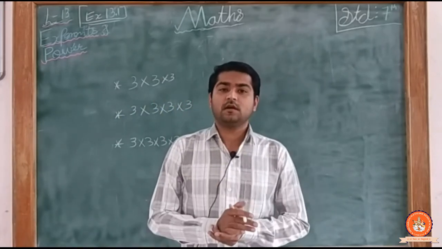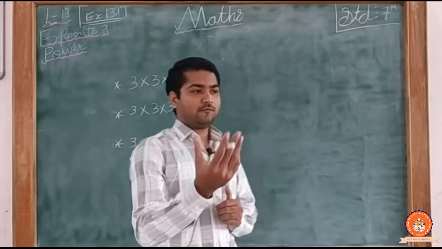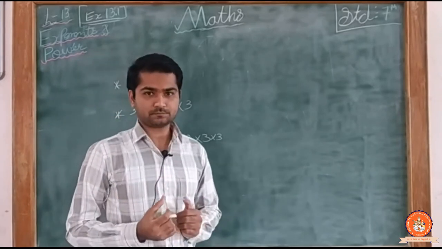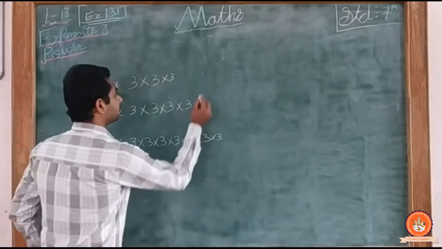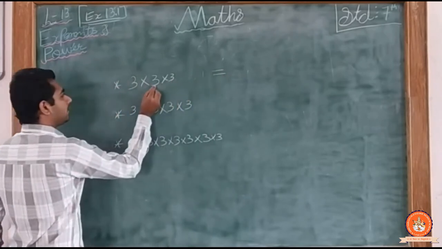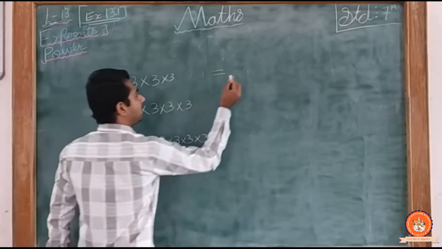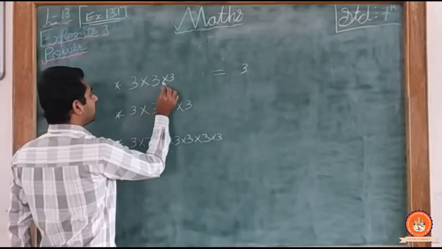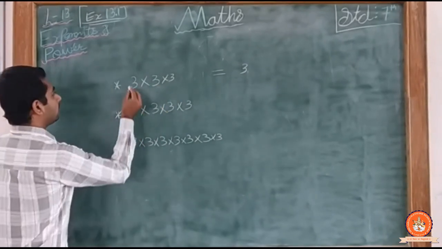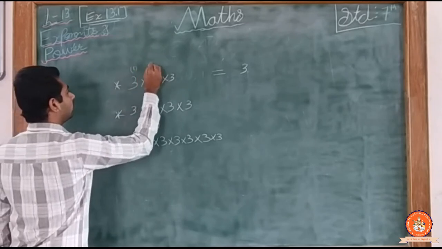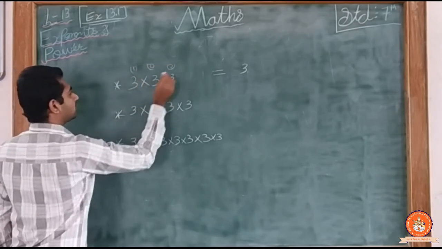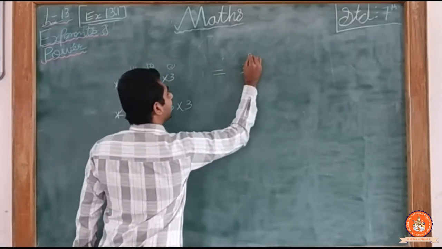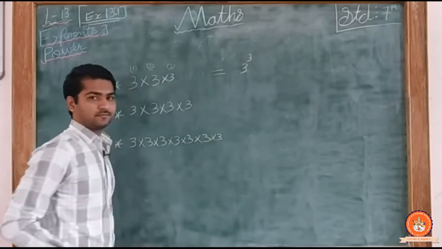Then our scientists have found a form that is called the exponential form. What is exponential form? See here, this is my number, 3. I will write 3 here. Now how many 3's are there? We will count: 1, 2 and this one is 3. Means total 3 3's are there. So I will write 3 here, total three 3's.